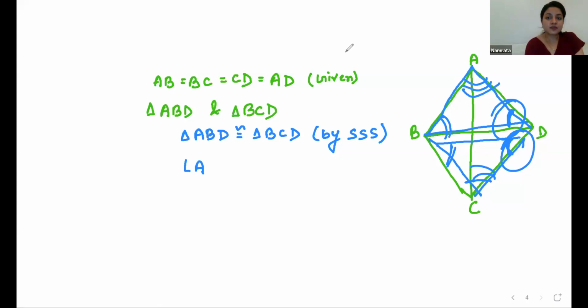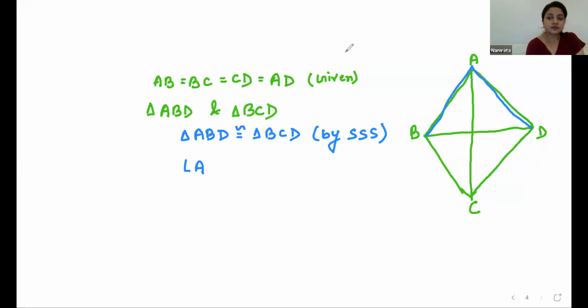Yes, ma'am. So let's write it. Angle ADB is equal to angle CDB by again CPCT.